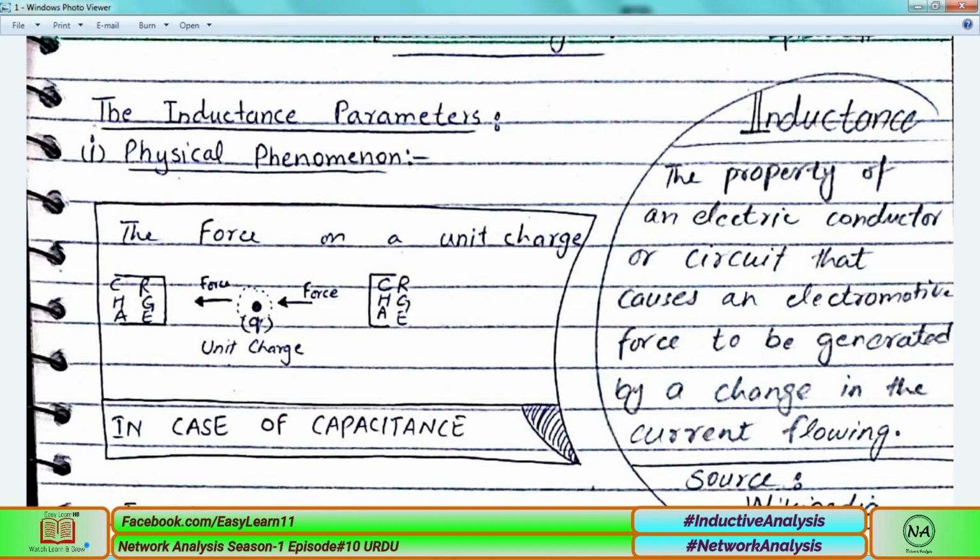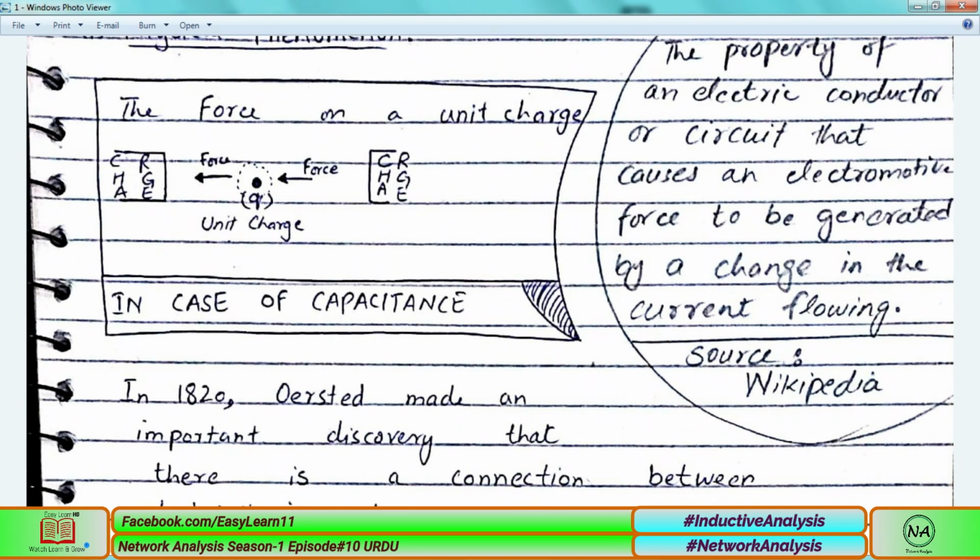Whenever a current is induced in a circuit, we call it EMF to differentiate it from the original current. This is the electromotive force, EMF, which is measured in volts and is generated by the change in the current flowing. This is the source according to Wikipedia.